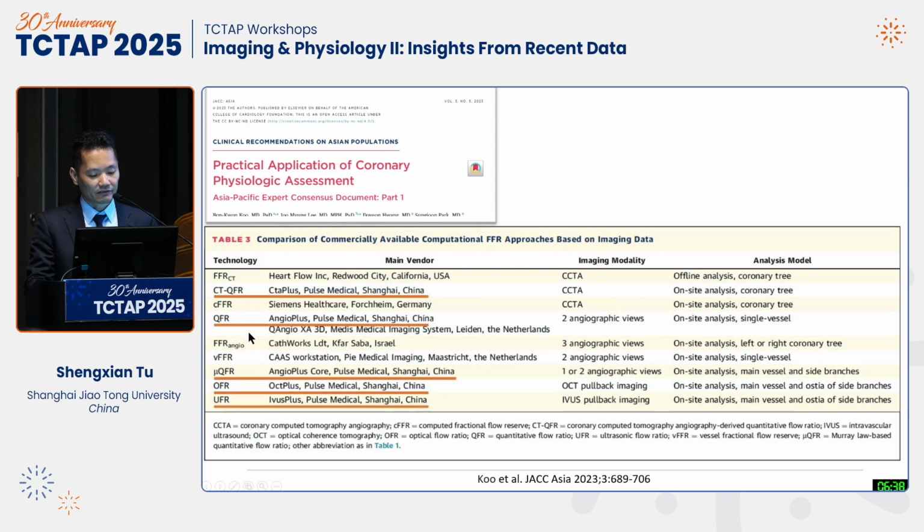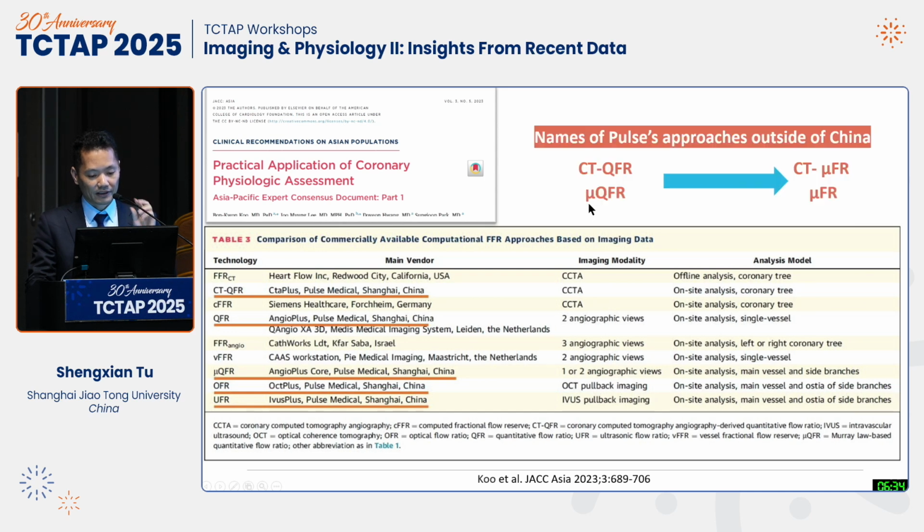all this imaging-based physiology. I have to clarify that the name QFR outside China has been changed to mu-FR. So this is a bit confusing. When you see a paper from China, QFR is actually the same as mu-FR outside China, but the QFR from outside China is no longer affiliated with our group.